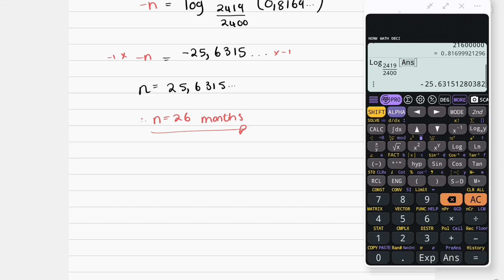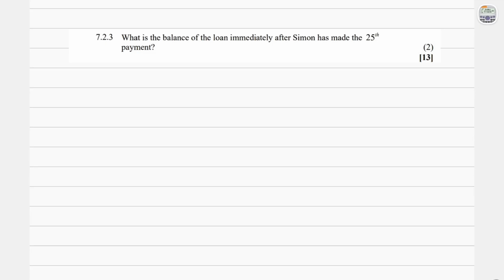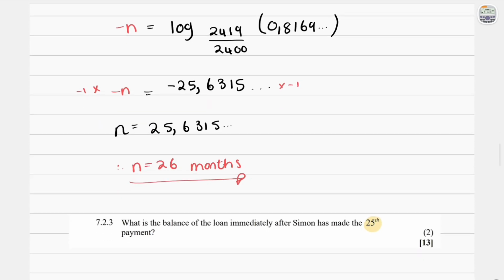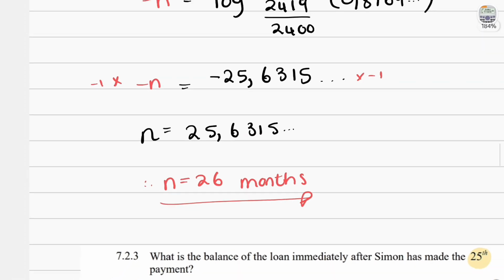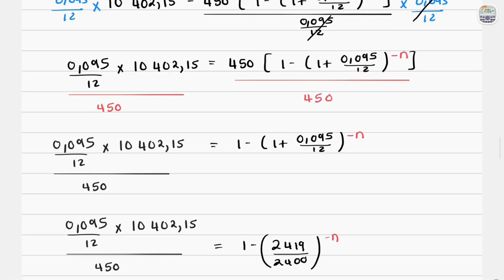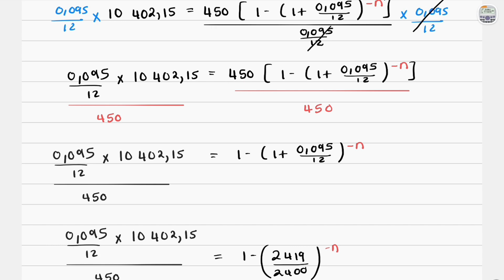Moving on to the next question. Question 7.2.3 says, what is the balance of the loan immediately after Simon has made the 25th payment? Okay, so it comes from this. At the 25th payment, what he has left to pay is that 0.6315 payment. So that would be the amount that we need to substitute, because that's the remaining payment that is still there. So we're trying to see how much that payment is. And you'll see he owes something. It may not be that full monthly installment of 450, but it will be an amount less than it.